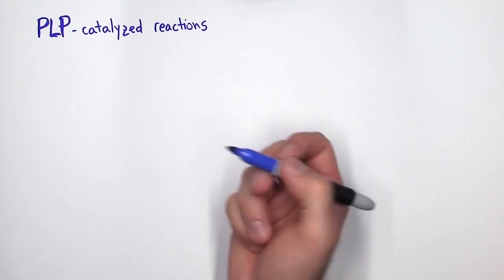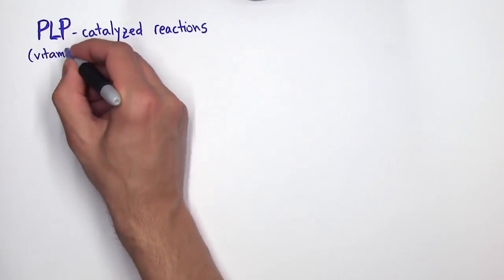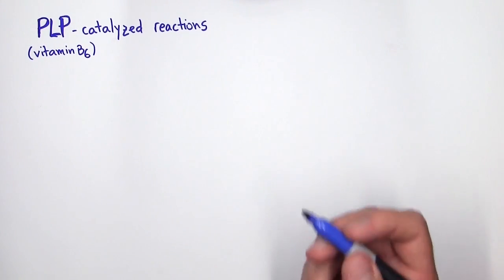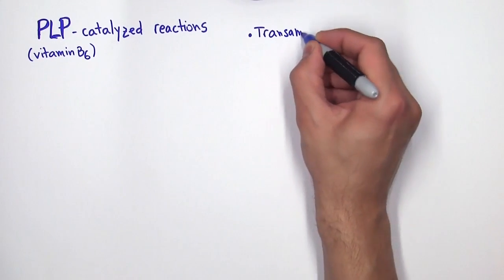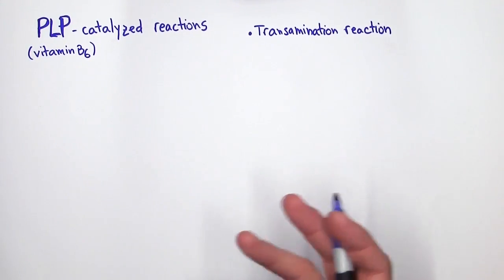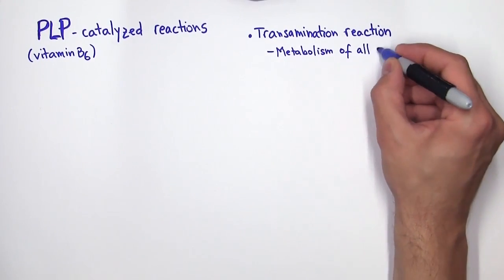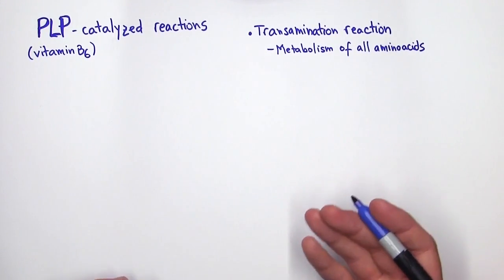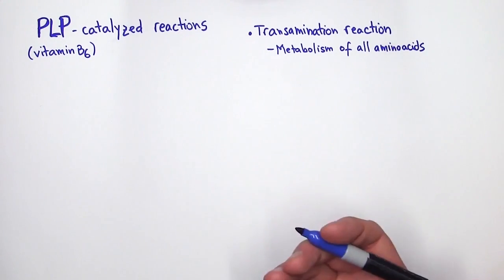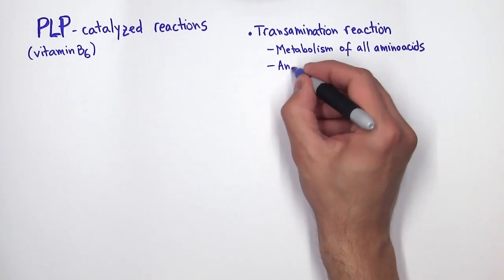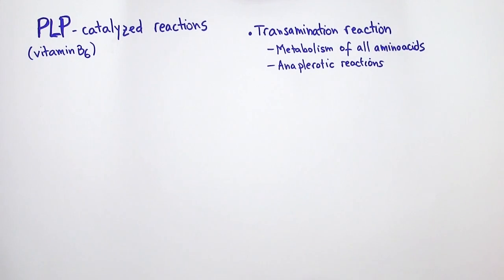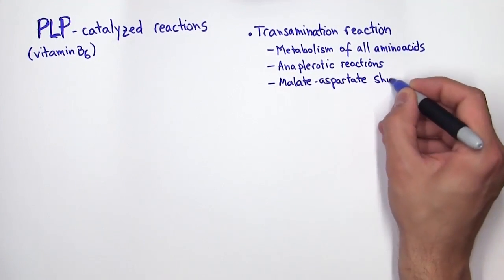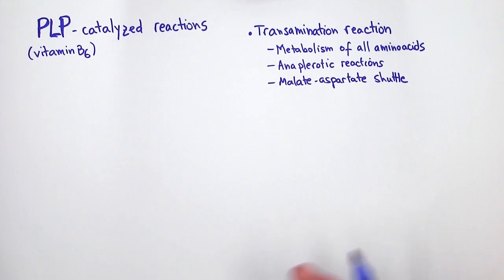As we just mentioned, PLP is the cofactor derived from vitamin B6. This cofactor is very important for a number of reactions. In this course, we're going to look particularly at the transamination reaction. This is a crucial reaction for the metabolism of all amino acids. We're also going to encounter this reaction when we replenish the intermediates in the TCA cycle, what we call anaplerotic reactions. And we're also going to see PLP involved in reactions in the malate aspartate shuttle that transfers redox equivalents, reducing equivalents, between mitochondria and cytosol.